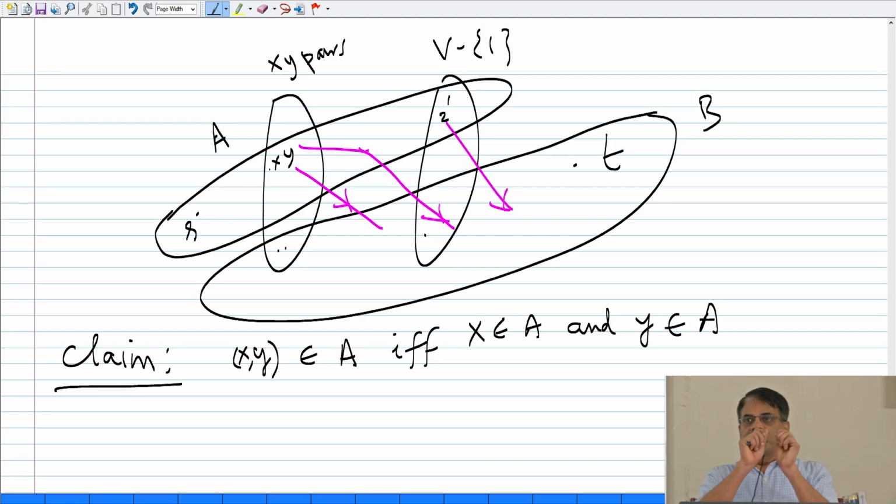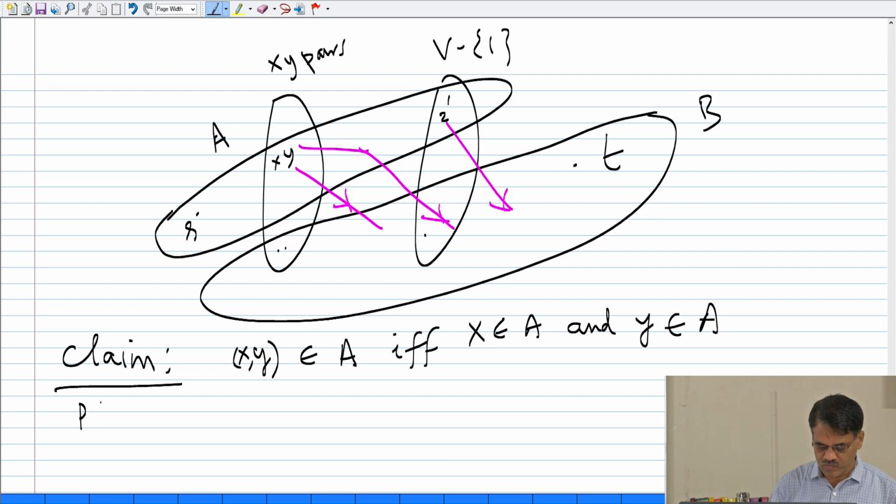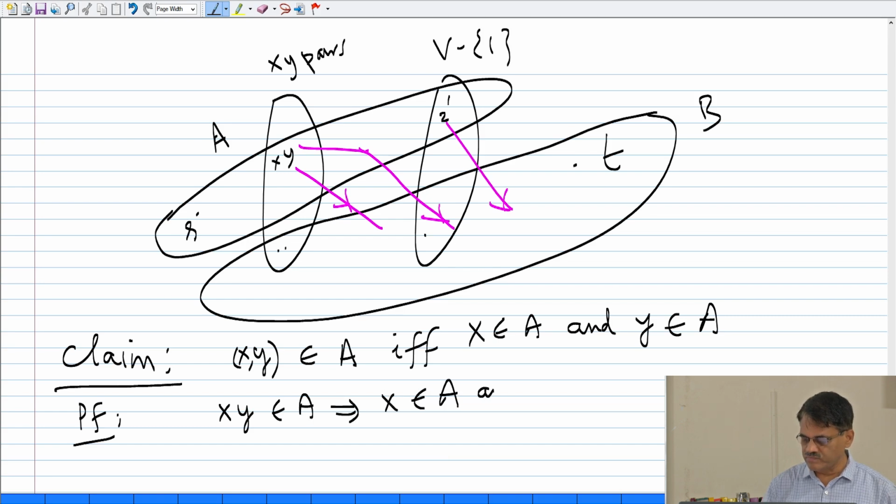Suppose there is team 5 6. If the 5 6 pair is sitting here in my cut, then the nodes 5 and 6 must also be in A, cannot be in B, is what I want to say. Okay. So, it is an if and only if statement, we need to show both things. So, let us try one direction. The pair x y is in A implies x is in A and y is in A.